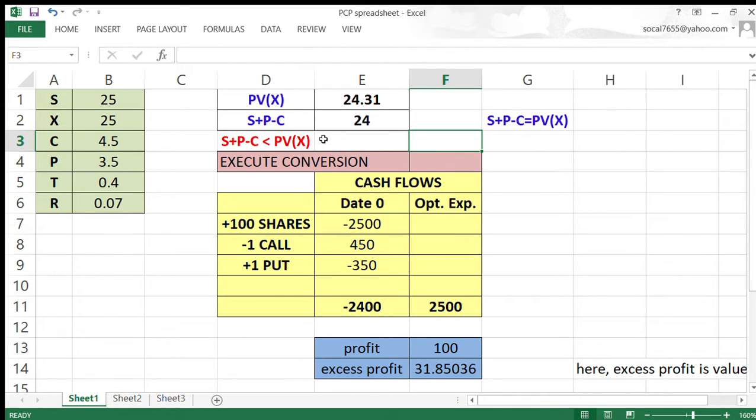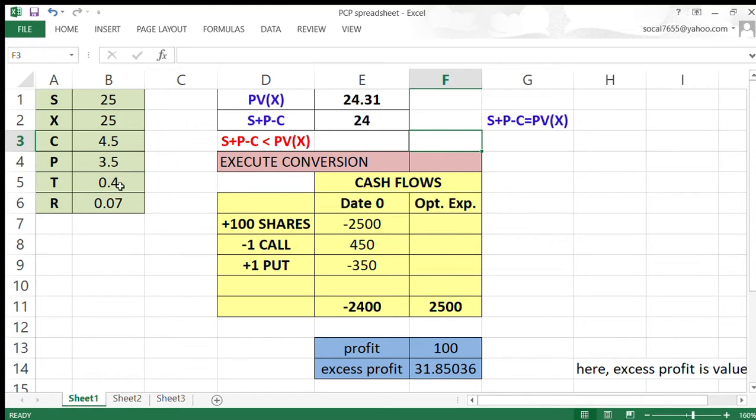So what will we do? Well, here it suggests we execute a conversion. The spreadsheet's built to describe the best action. Now we've described conversions before. We go long 100 shares, long a put and short a call, and making use of these prices, the cash flows at date 0 are as shown. We're buying 100 shares at 25 each, so we spend $2,500. We're writing a call at a price of $450, so we receive $450. We're buying a put at a price of $350 for the contract, so we pay $350. The net cash flow at date 0 is an outflow of $2,400.